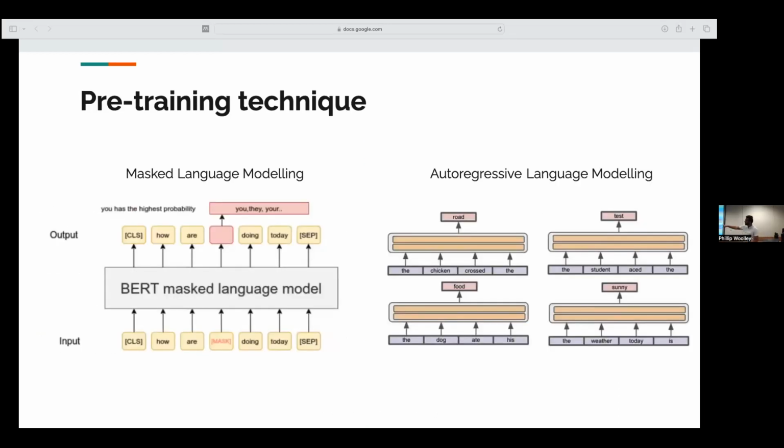So this is masked language modeling. You give it a sequence with a mask, and your model will predict what would be the most likely word there. And this is autoregressive modeling. So you give it 4 words, and it is predicting the fifth word based on those 4.